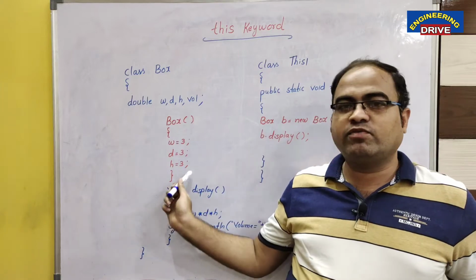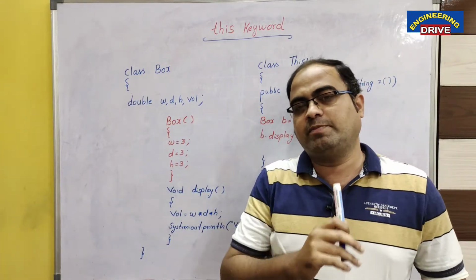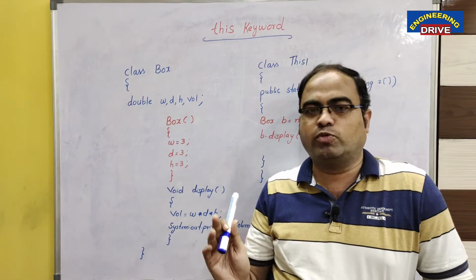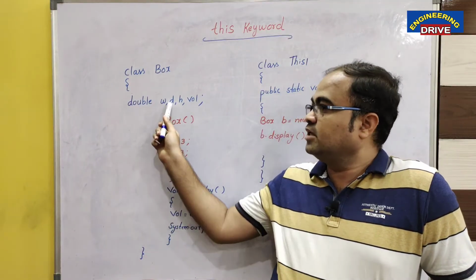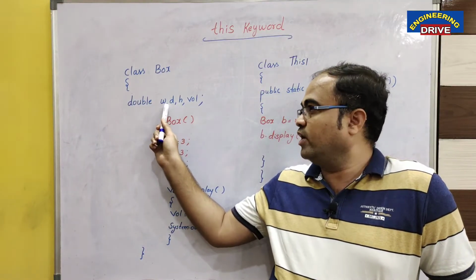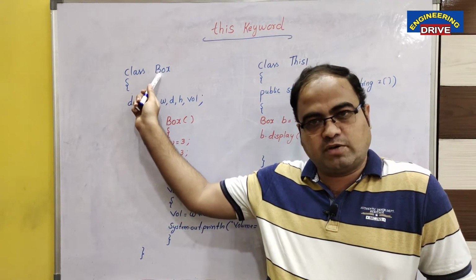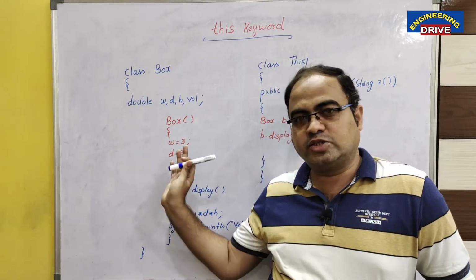I have taken one more concept, that is a constructor. So what is a constructor? In my previous part I have already discussed it, so if you have watched that one, then no problem. A constructor I have used here in order to initialize these input variables W, D, H. We know that the constructor name will be the same as the class name and there will be no return type for the constructor. So I have taken this one.